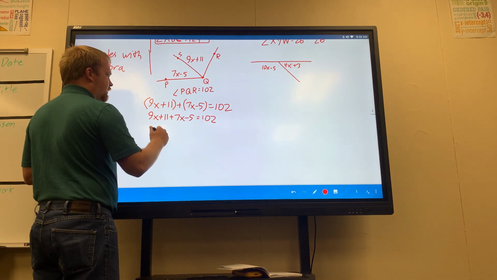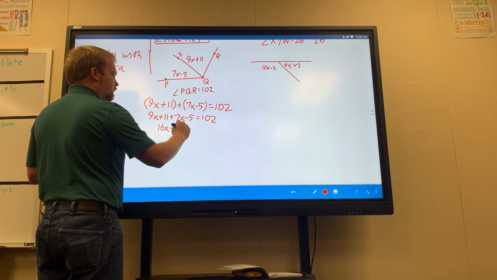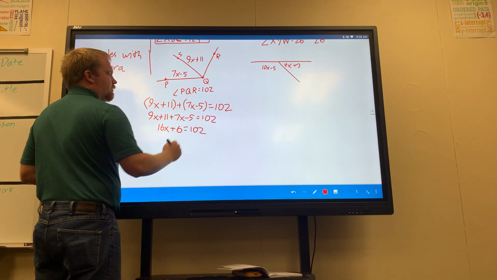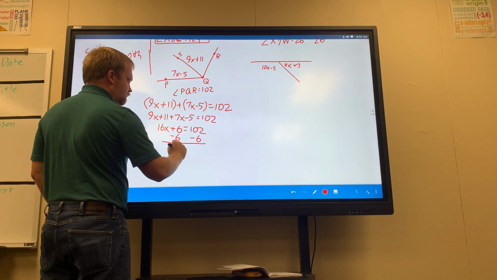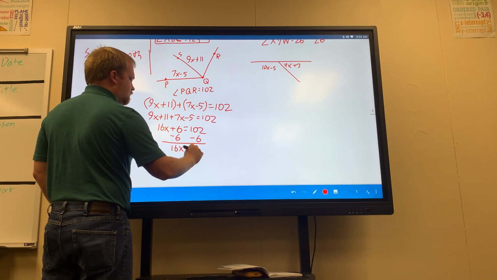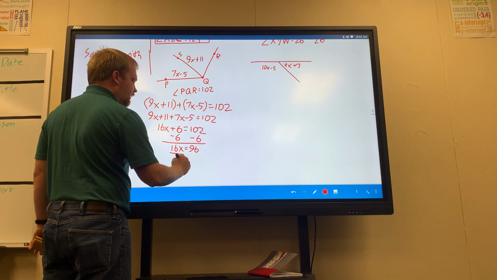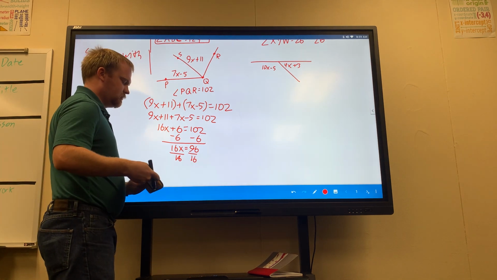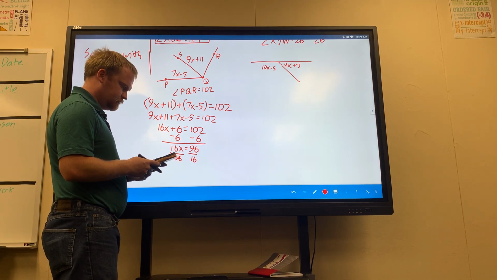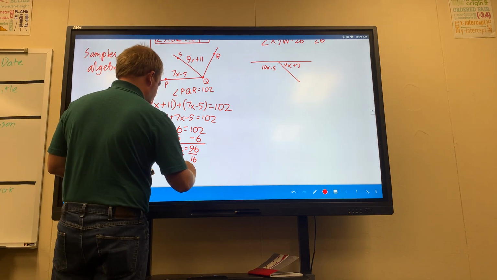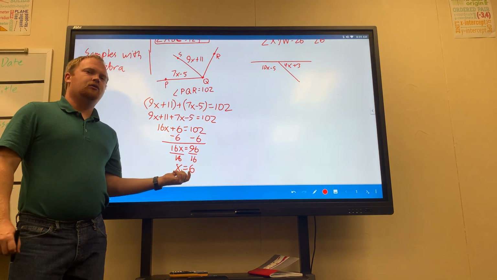Once I set it up like this, I just have to remember to combine like terms. So 9x plus 7x is 16x. 11 minus 5 is positive 6. Then I subtract 6 from both sides, and if I divide both sides by 16, I get x equals 6. However, this is not my angle.